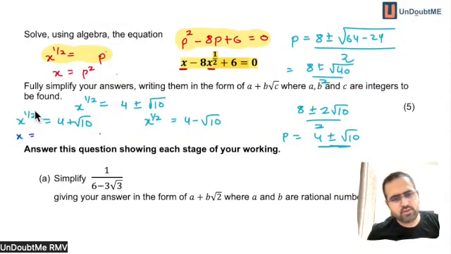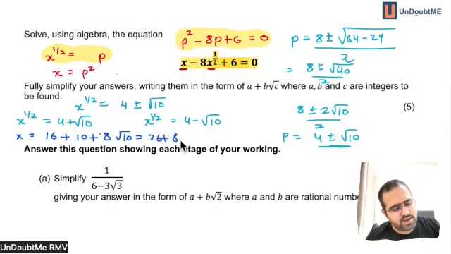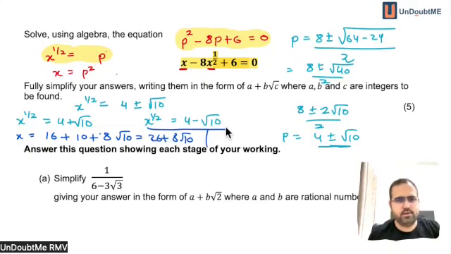So when you square this root x, you will get x only. On the other side, we can use the formula of a plus b whole square. That will be a square plus b square plus 2ab. 2 fours are 8 root 10. So that will be 26 plus 8 root 10, one of the values. Similarly, try to solve for the other one.